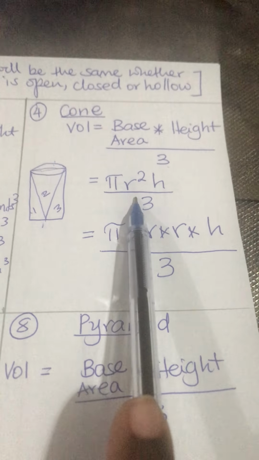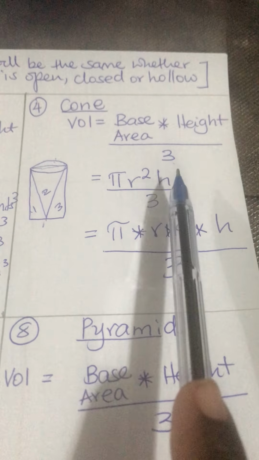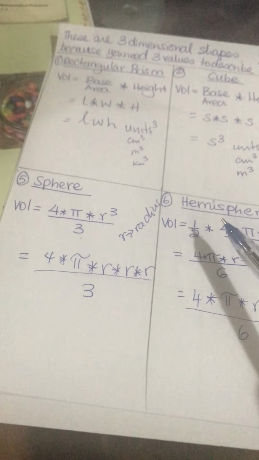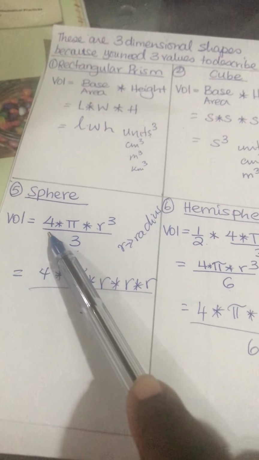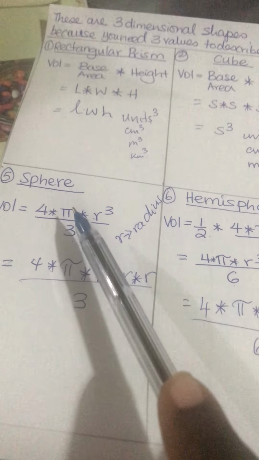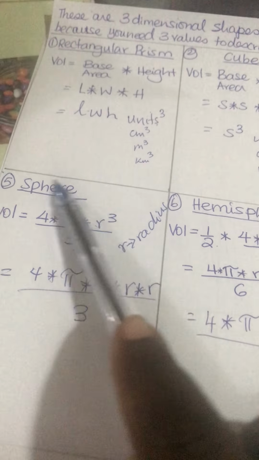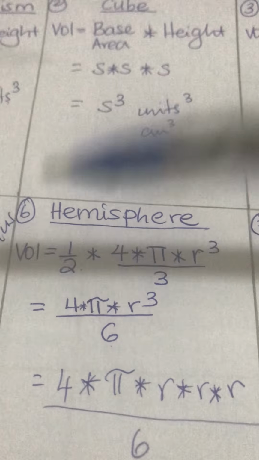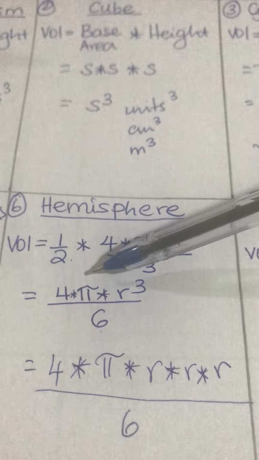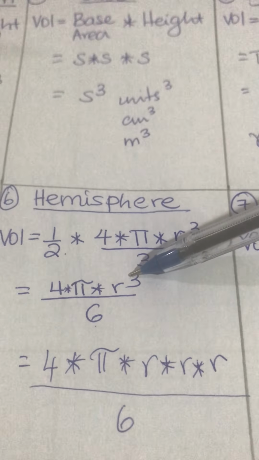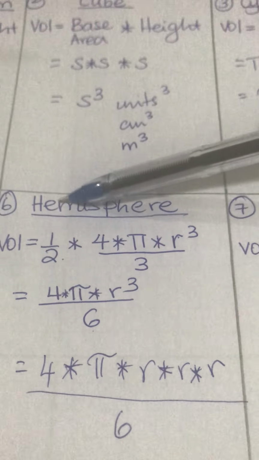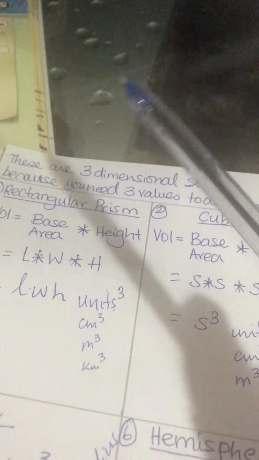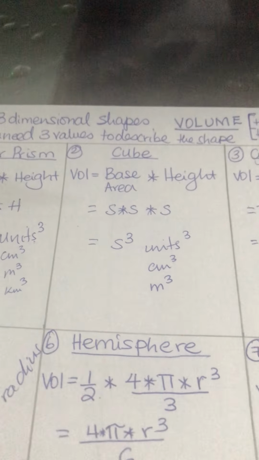The same thing here. You need the pi, you need the radius and the height to describe the cone. Okay? Same thing with the sphere. You need 4/3, you need pi and you need the radius to describe the sphere. To describe the hemisphere, you need 4/6, you need pi, and you need the radius. So all of these, you need 3 values to describe them. Okay?